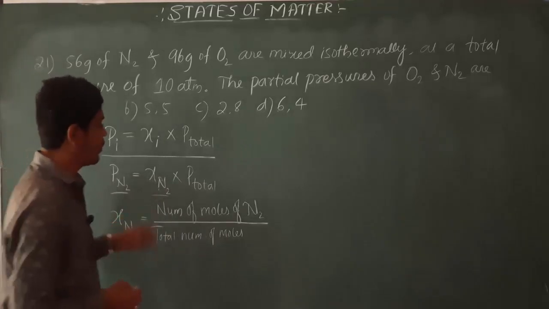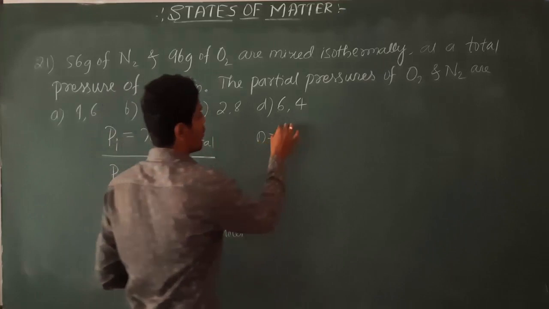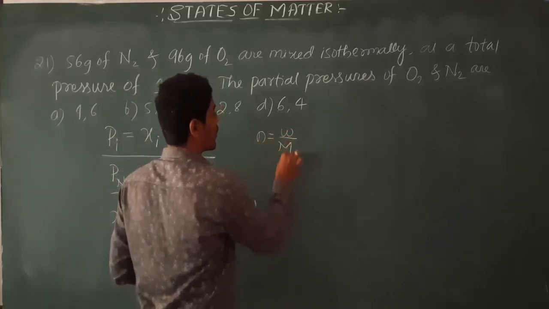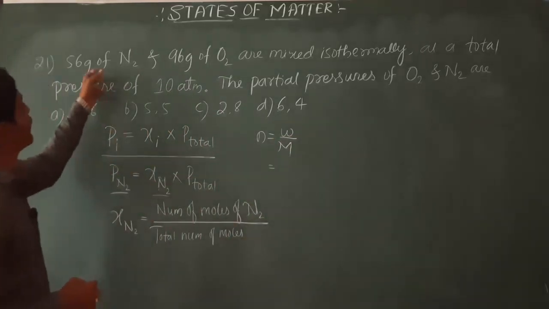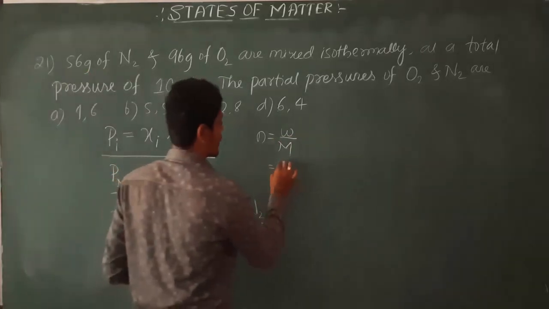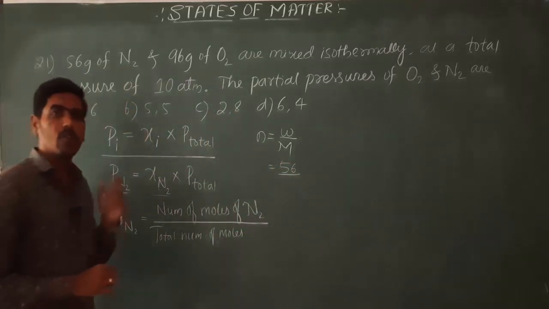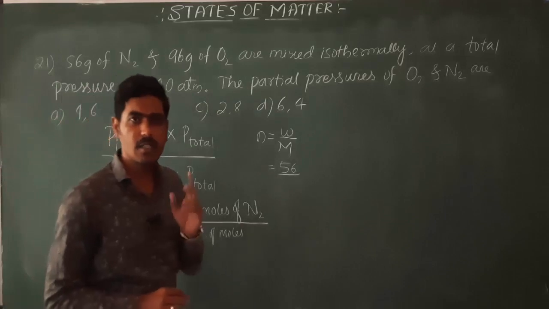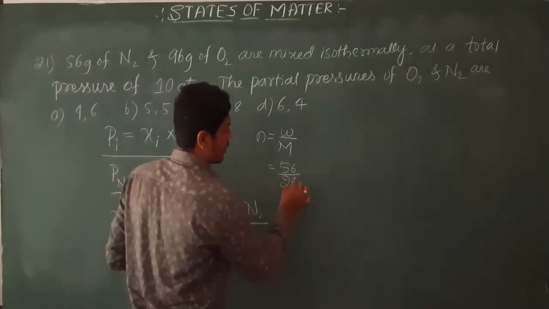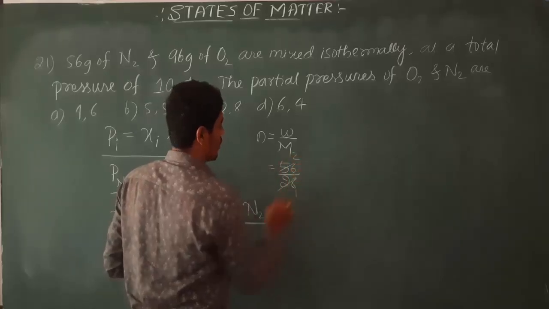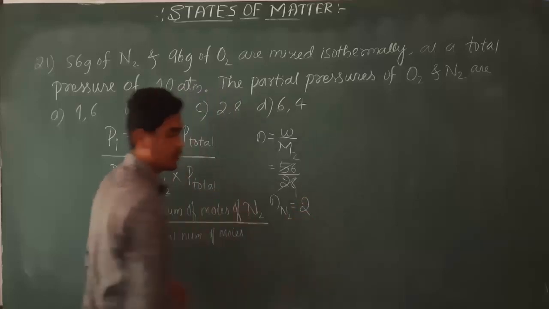Okay, so how do you find the number of moles? Number of moles is equal to given mass divided by molecular mass. So how much nitrogen is given? 56 gram. So 56 gram divided by the molecular mass of N2. A single nitrogen has atomic mass 14, and 2 nitrogen atoms are there, so it is 28. 28 ones are 28, twos are 56. So the number of moles of nitrogen gas is 2.